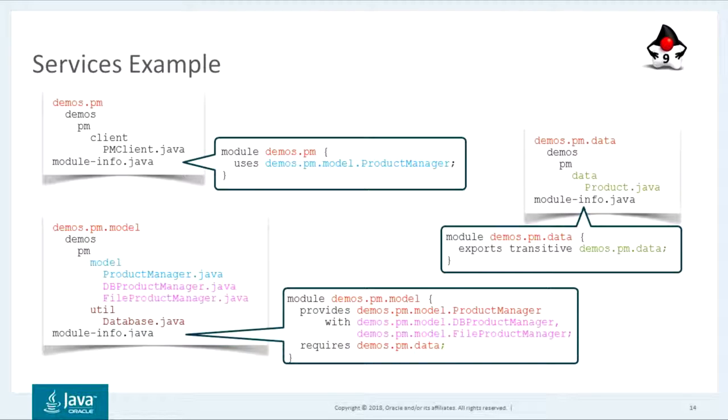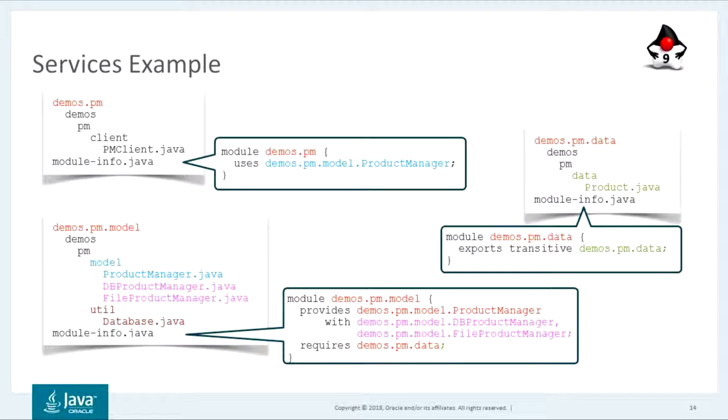What else? Oh, that's an example of service, by the way. Just to give you an example of that. So imagine you have a client and it wants to use some kind of product manager class provisioned by the model module. So in the module, we have this product manager interface implemented maybe by, I don't know, database or file storage.